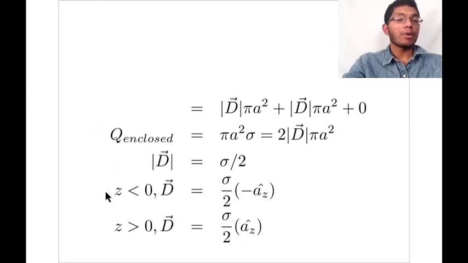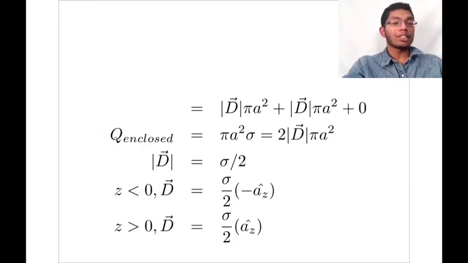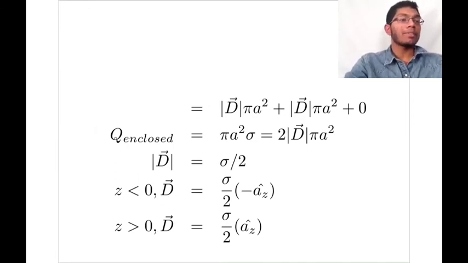And this final answer makes sense intuitively because at the bottom of that infinite sheet of charge, where you're below the z-axis, you have d going in the negative a hat z direction, and for the top, you have d going in the a hat z direction. That marks the end of this video. Thank you very much.